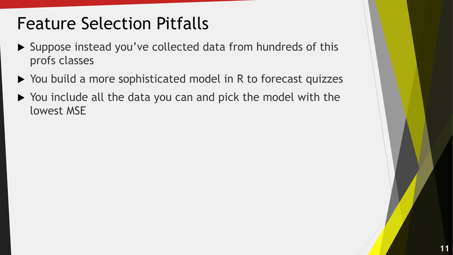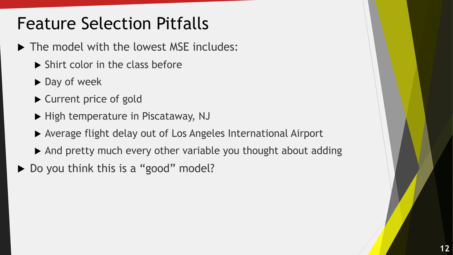You might worry that you don't have enough data. So suppose instead you've collected data from hundreds of this professor's classes. You build a much more sophisticated model in R to forecast the quizzes. You include all the data and then pick the model with the lowest mean square error. The model that you wind up choosing includes information such as the shirt color the professor wore in the class before, the day of the week, the current price of gold, the high temperature in Piscataway, New Jersey, the average flight delay out of Los Angeles International Airport, and pretty much every other variable you thought about adding. Do you think this is a good model?